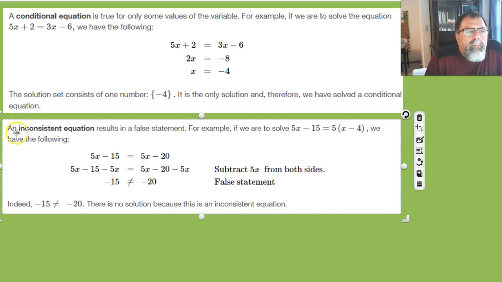Okay, and then the third type of equation is an inconsistent equation, which results in a false statement. So for example, if we solve this equation, 5x minus 15 equals 5 times quantity x minus 4, we have the following. Let's say if you simplify that side, 5x minus 20, you subtract 5x from both sides, so the 5x's cancel. And then we're left with -15 and -20, which is clearly false.